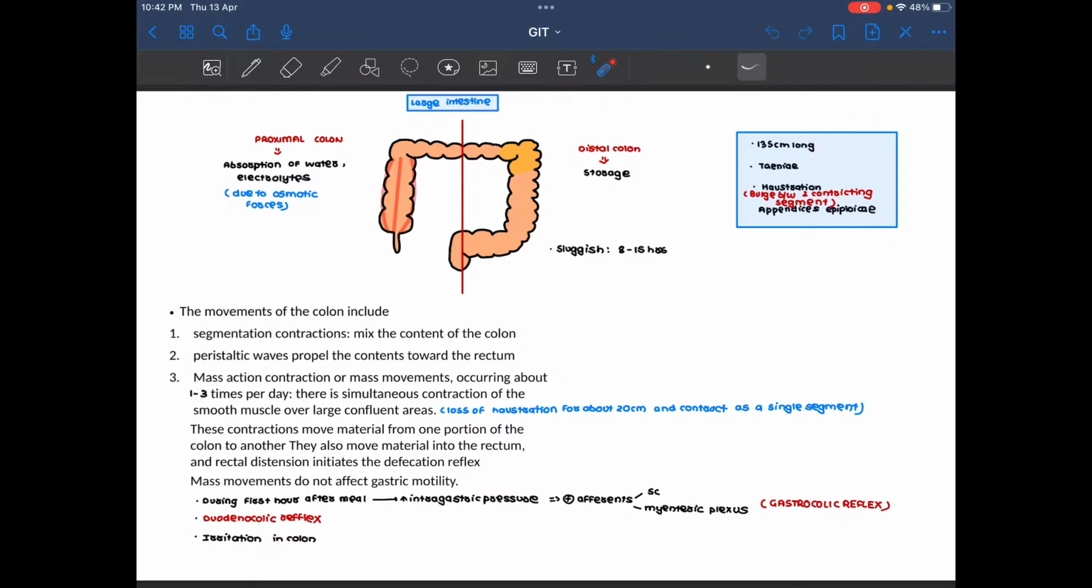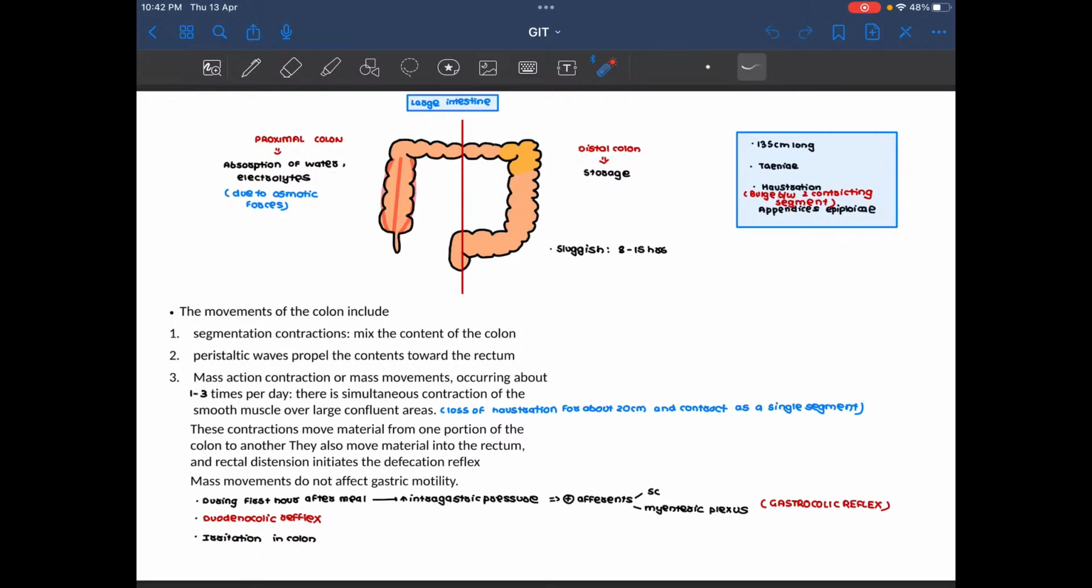First, it's 1.35 meters long and it's mainly made up of tinea. Okay, the longitudinal muscles are the tinea, and due to the contraction of the tinea, you get local dilatations, which we call what? Haustra. So they're between two contracting segments. Okay, and we have the appendices epiploicae as well. So these are the different portions which make up the large intestine.